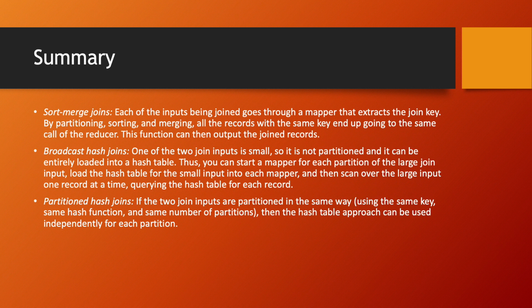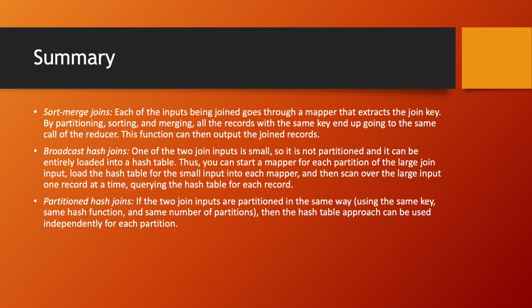This chapter discusses several join algorithms for MapReduce, most of which are also internally used in massively parallel processing databases and dataflow engines. They also provide a good illustration of how partitioning algorithms work. So some of those join algorithms are sort-merge joins. Each of the inputs being joined goes through a mapper which extracts the join key. By partitioning, sorting, and merging, all the records with the same key end up going to the same call of the reducer. This function can then output the joined records.